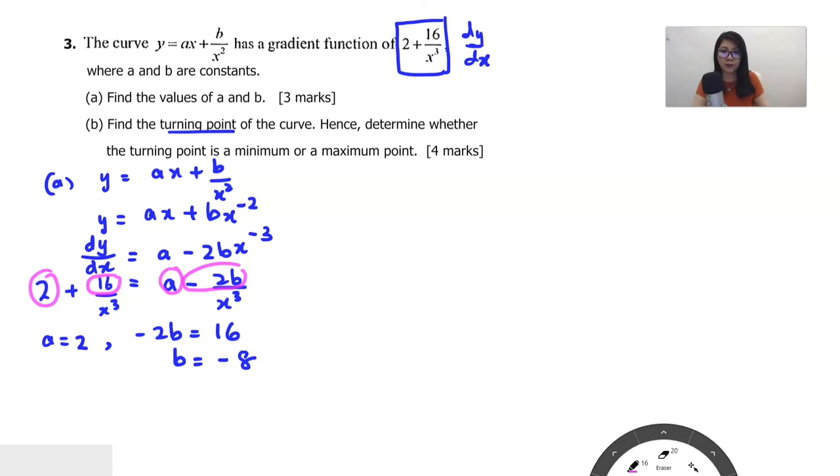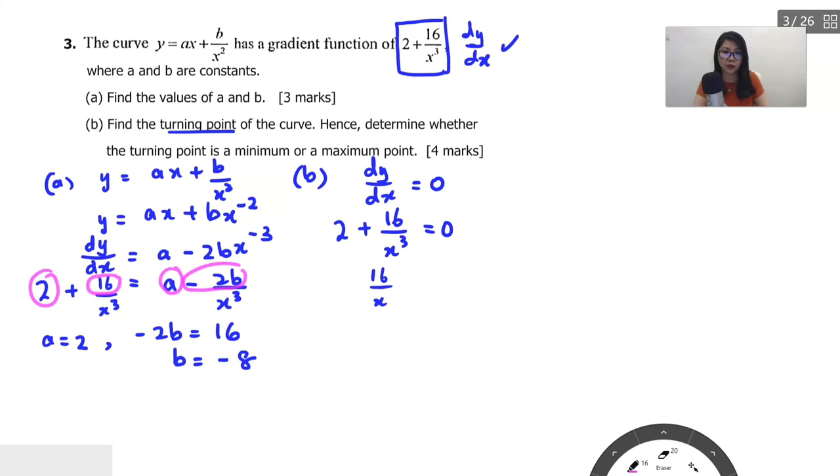Now let's solve for b. To find the turning point, we start off our working with dy dx equals 0. The dy dx that they give us in the question is 2 plus 16 over x cubed. So 2 plus 16 over x cubed equals 0. Let's solve this. 16 over x cubed equals negative 2. So 16 over negative 2 equals x cubed, which is negative 8. To find x, we cube root negative 8, which is negative 2. So that would be the x value.